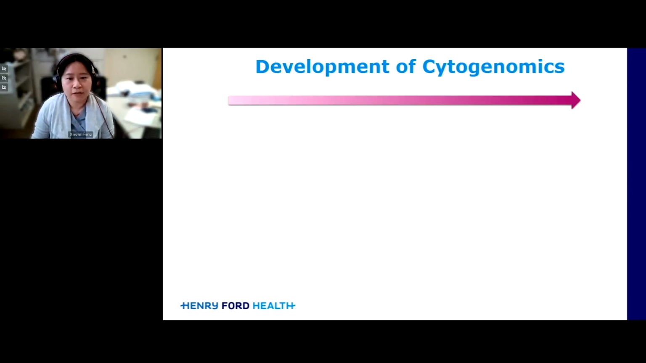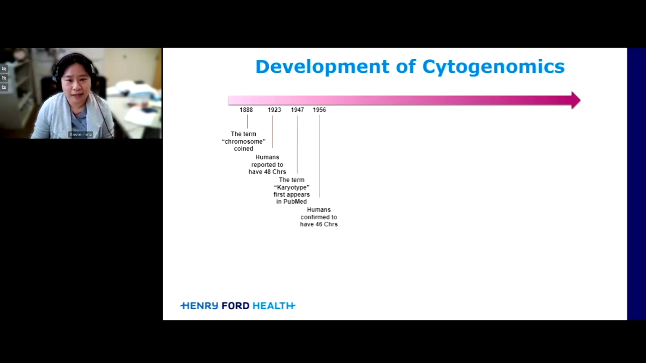So a little bit of history of the development of cytogenomics. In 1888, the term chromosome was first coined. And in 1923, humans were reported to have 48 chromosomes. And in 1947, the term karyotype first appears in PubMed. And interestingly, in 1956, humans were confirmed to have 46 chromosomes. In the 1970s, the chromosome banding technique was developed, which opened a new door for all the cytogenomic knowledge about chromosomes.